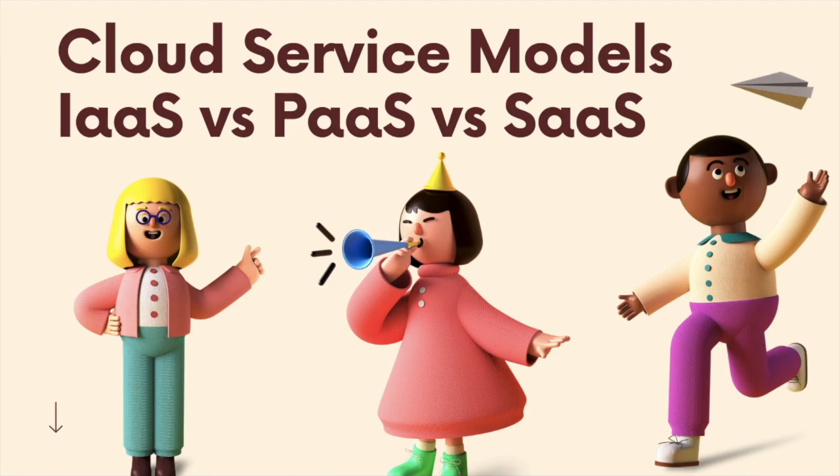So the three main cloud service models are infrastructure as a service, IaaS, platform as a service, PaaS, and software as a service, SaaS. Before we understand these three models, we need to understand the infrastructure stack. Then we can easily understand these three models. So let's start.